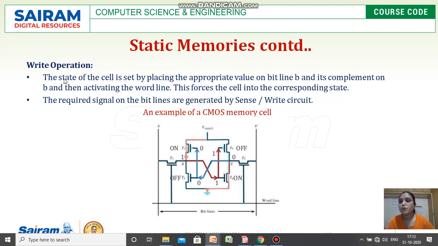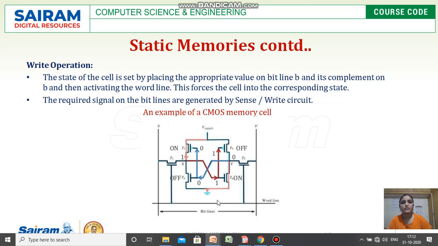So the write operation, how it happens means the state of the cell is set by placing the appropriate value on the bit line B and its complement on the B dash and then activating the word line. This forces the cell into the corresponding state. The required signals on the bit lines are generated by the sense or write circuit.